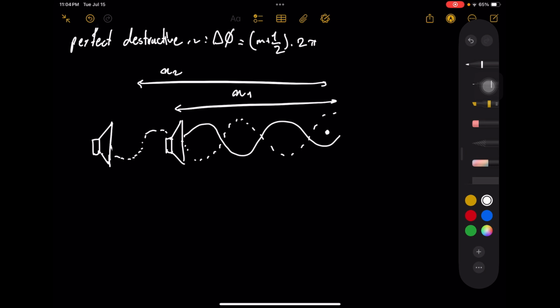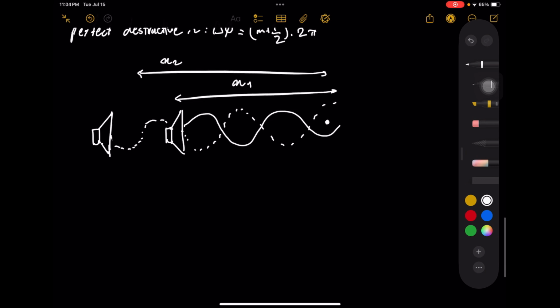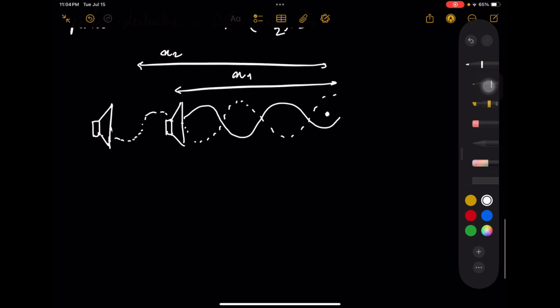So this is two overlapped sound waves, and we can just try to look at it. If you look at it carefully, is it constructive or destructive? Yes, it's destructive interference. So now let's consider two overlapping light waves.